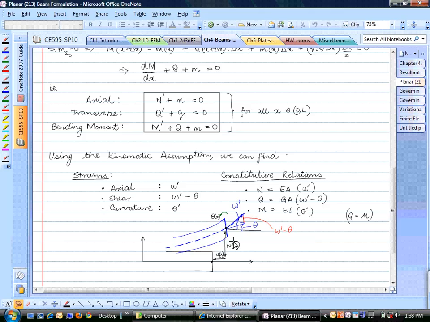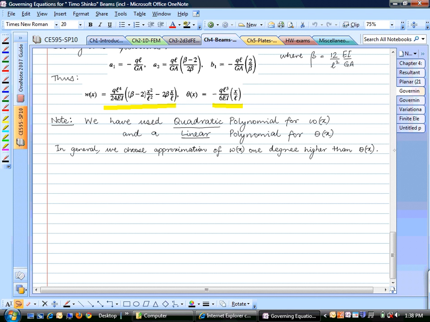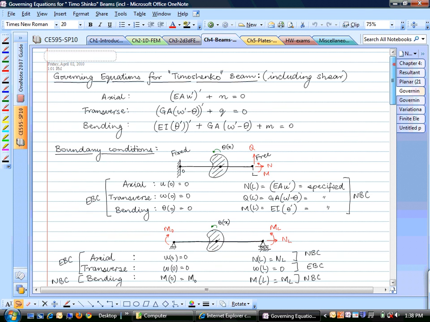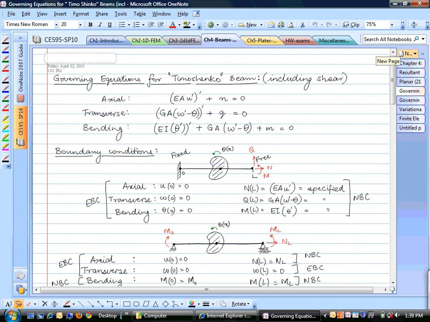So for the Bernoulli-Euler beam theory, the cross section will always remain perpendicular to the centroid line. That happens when you neglect the shear deformation. And then we took a look at the governing equations for the Timoshenko beam theory. I told you that there are actually three independent variables in this problem. We have U, the axial displacement at any point, W, the transverse displacement of any point, and theta, which is the rotation of this cross section.